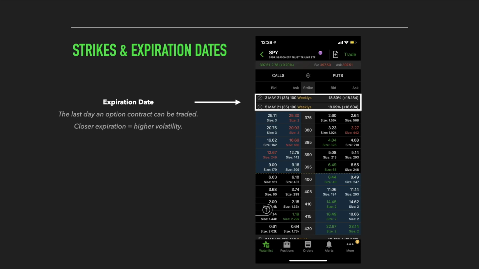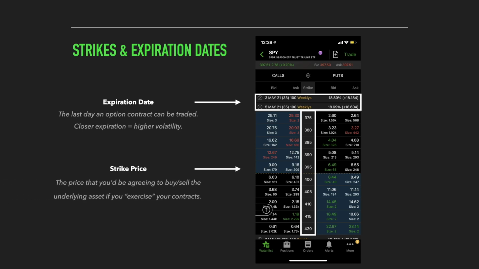Now, aside from the expiration date, you're also going to have to choose a strike price. A strike price is simply the price that you would be agreeing to buy or sell the underlying asset if you chose to exercise your contracts. Now again, for the sake of this video and for the sake of keeping things simple, we're going to assume that you're not really exercising your contracts in exchange for the stock. Instead, you're most likely just buying and selling these contracts the same way that you would a stock. However, regardless of any of that, you are still going to have to choose a strike price, and that is still going to affect the way that your contract is trading.